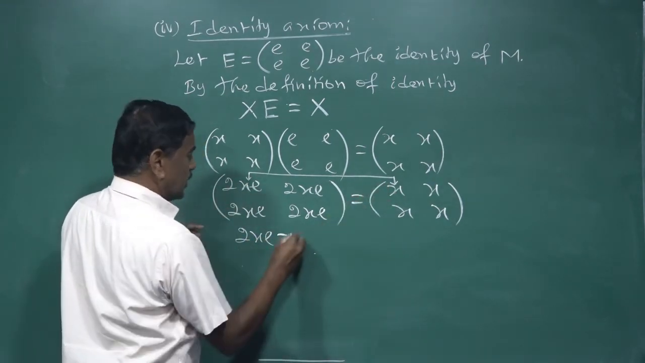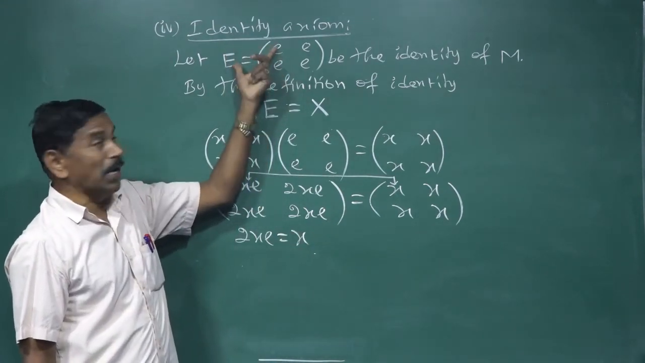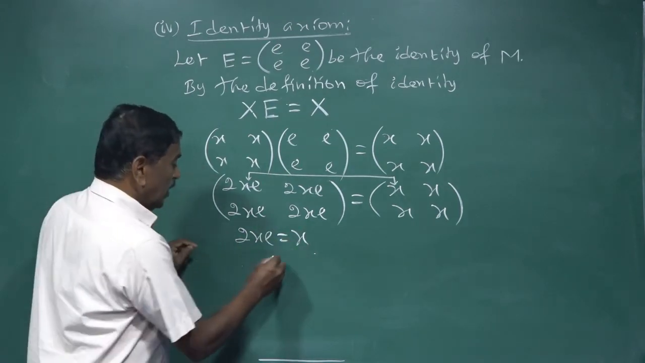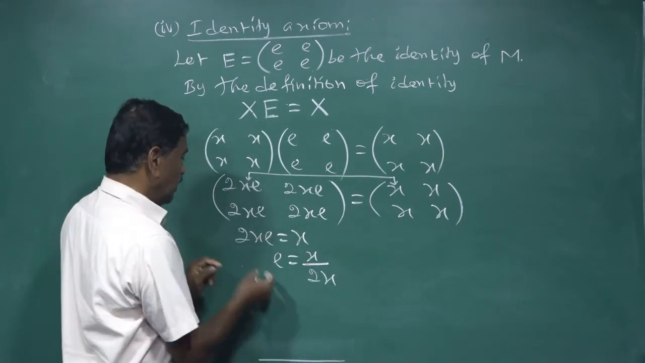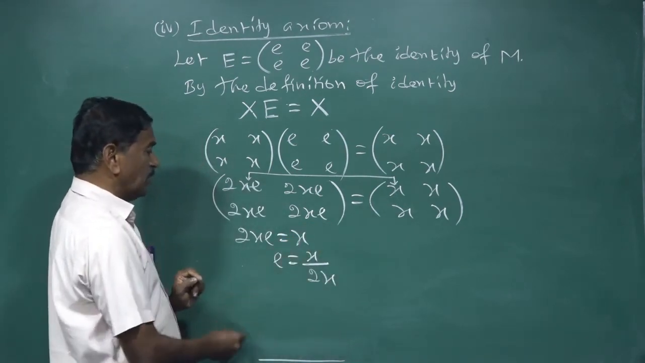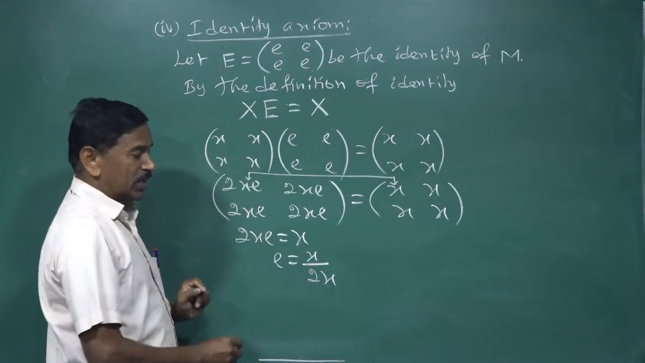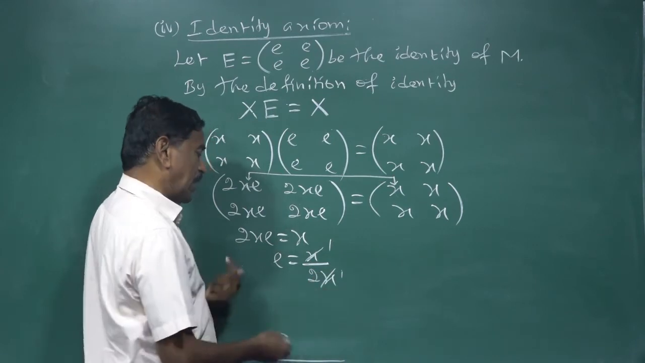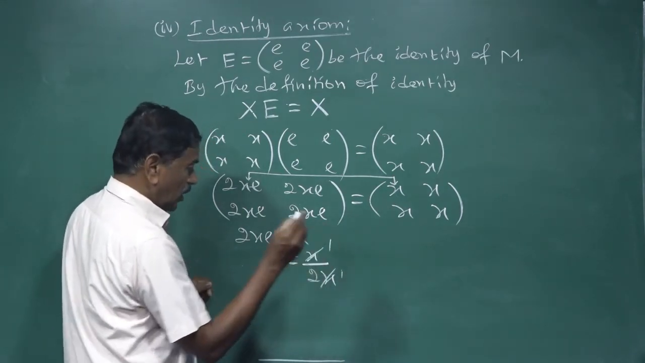2xe is equal to x. Here we are taking e as the identity element, so I want to find this e value. That is why e is equal to x by 2x. This 2x goes to the right and becomes a divisor. Now, one time x cancels. Therefore e is equal to 1 by 2.